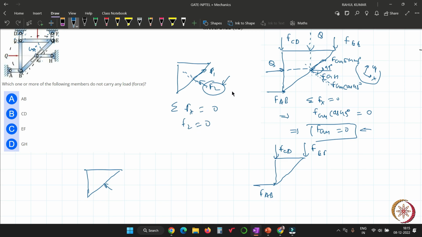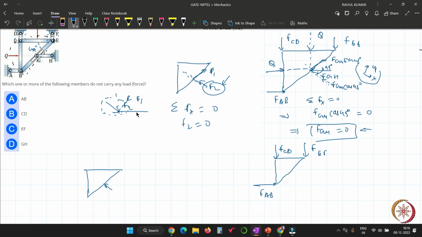If F2 is 0, now write the FBD of GH. So what will you do? Here you will write F2 like this, and suppose F1 is something else. Now resolve this problem. Here F2 is already 0, so there is no meaning to write this F2 force.